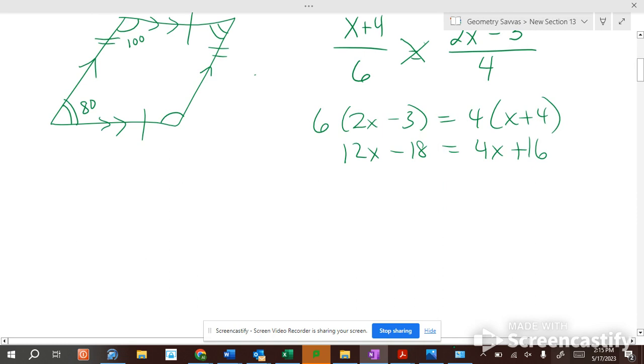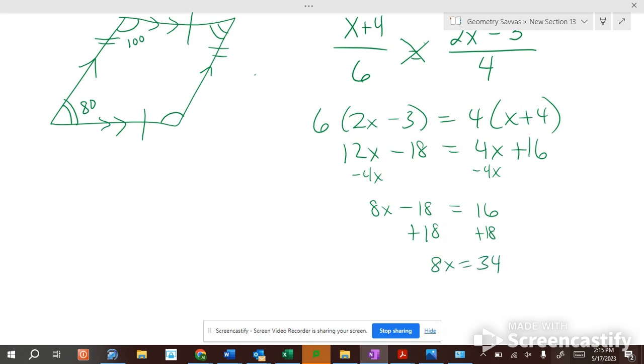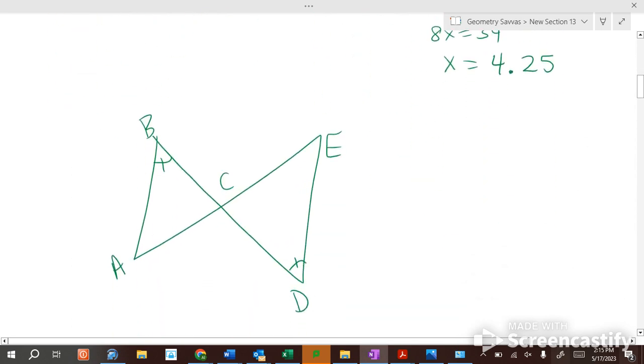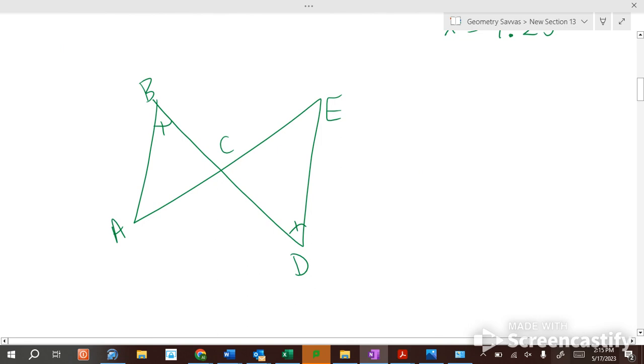So what do we do to each side? Minus 4x. 8x equals 34. So x equals 4.25? Am I right? I think I'm right. Okay.